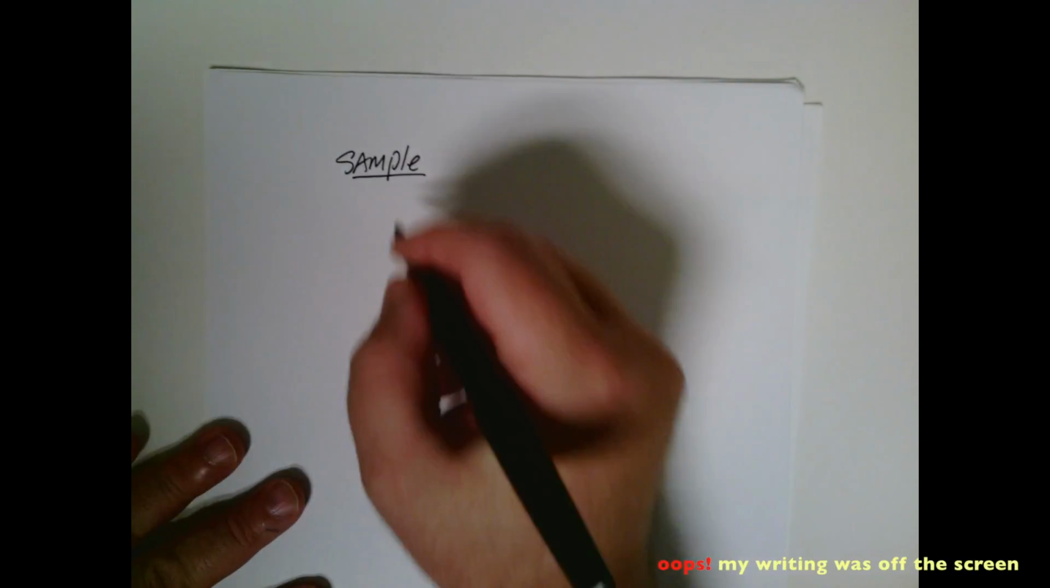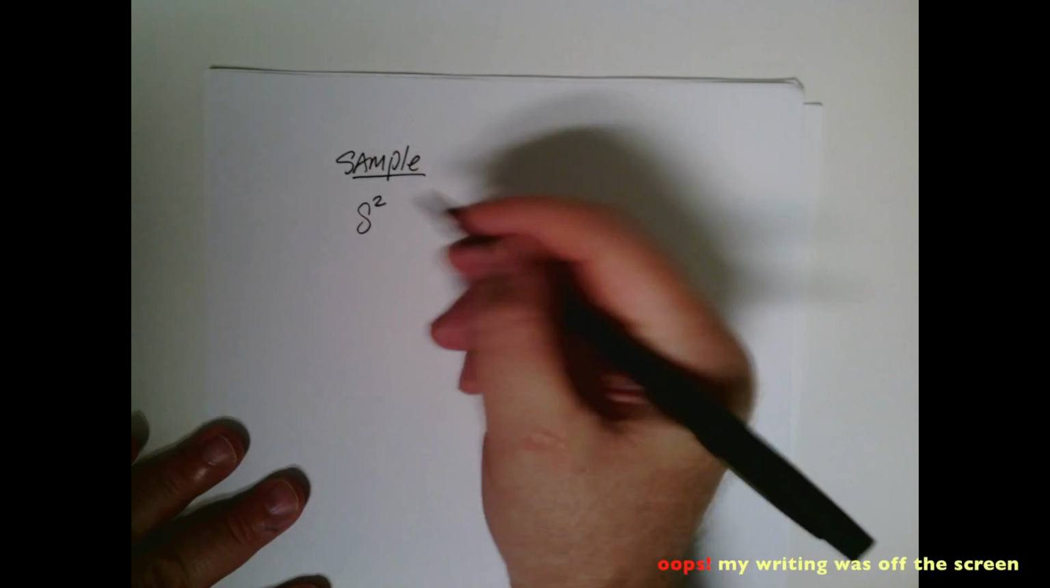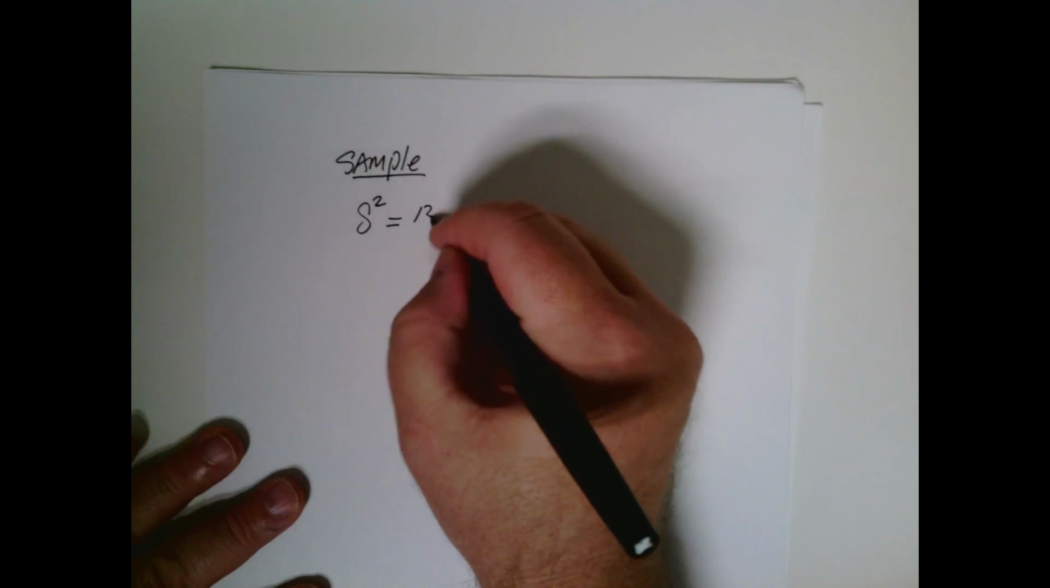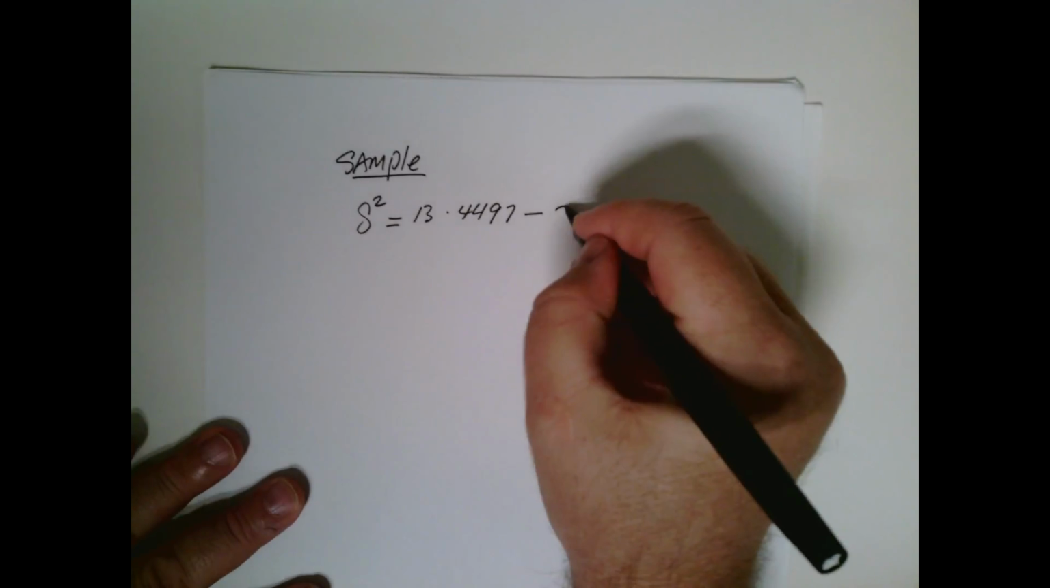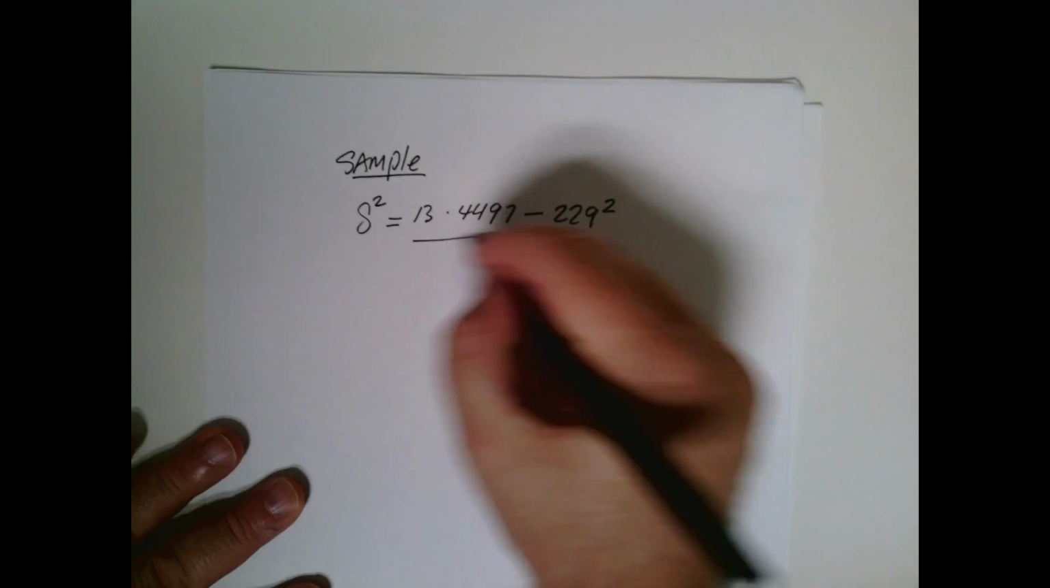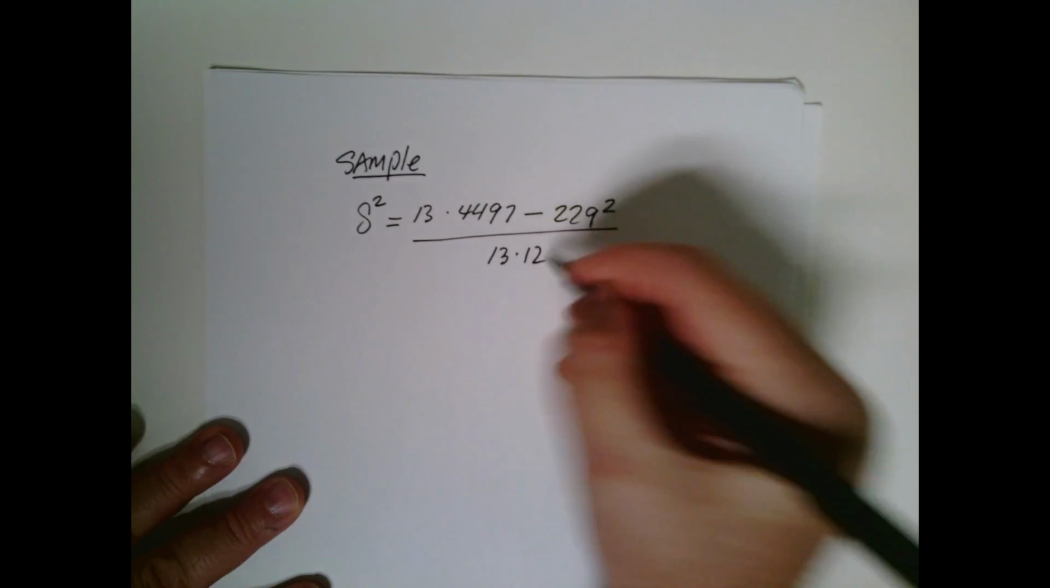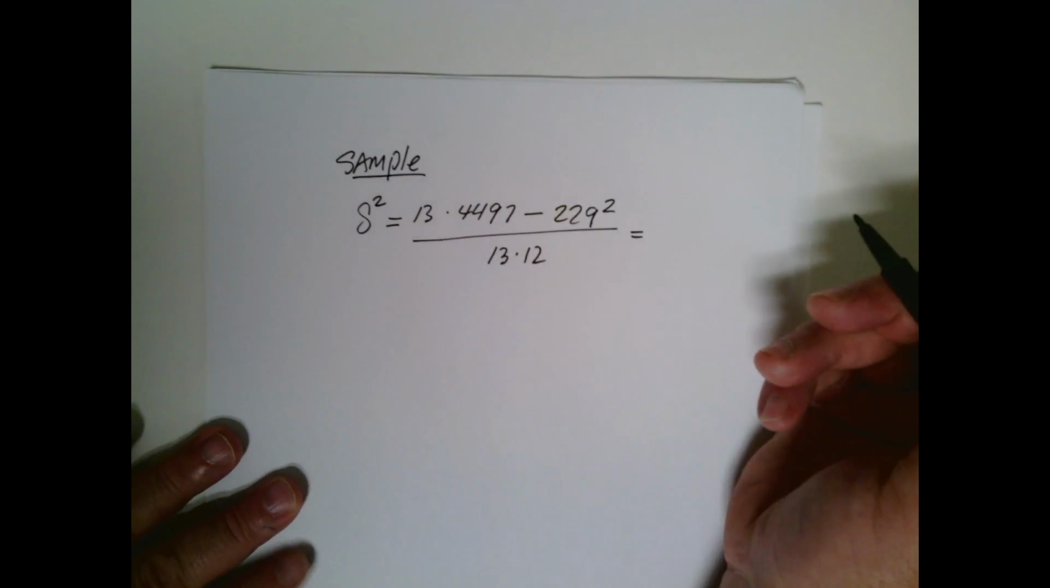Alright, if it's a sample, you get s squared, because we changed the symbol, 13 times 4497 minus 229 squared over 13 times 12. Now let's do these on the calculator.